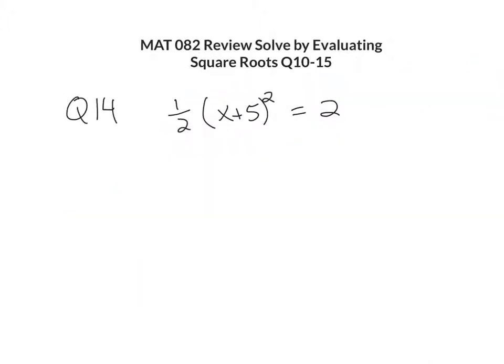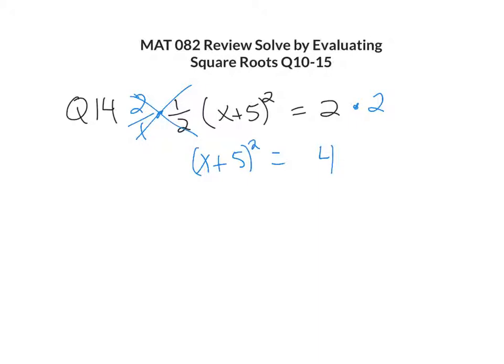All right, this one's a little different because I have a 1/2 out front. In order to get rid of a fraction, we multiply by the reciprocal. So the reciprocal of 1/2 is it flipped, which would be 2/1. So we're going to multiply 2 over 1, and that cancels out this fraction. And I'm going to multiply by 2 over here. 2 over 1 is the same thing as 2, so I'm just not writing it in its fraction form on the right side. That leaves me with x plus 5 squared equals 2 times 2, which is 4.